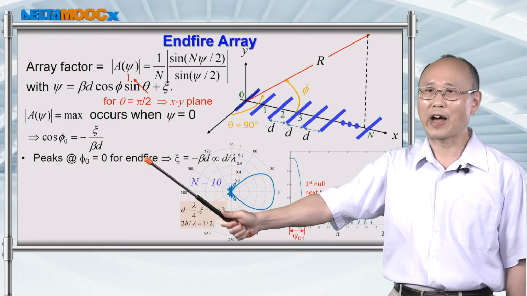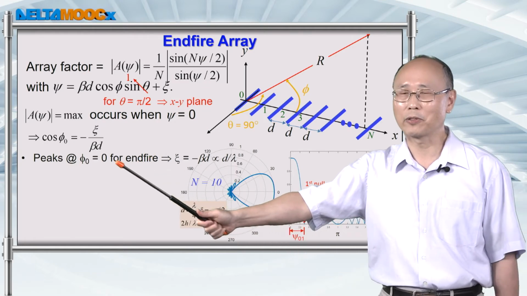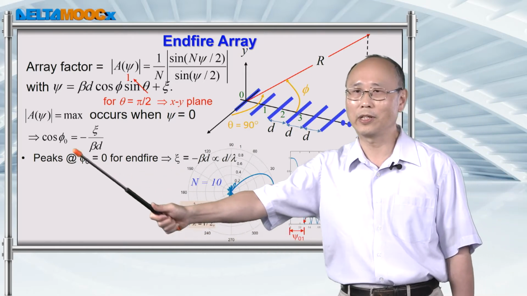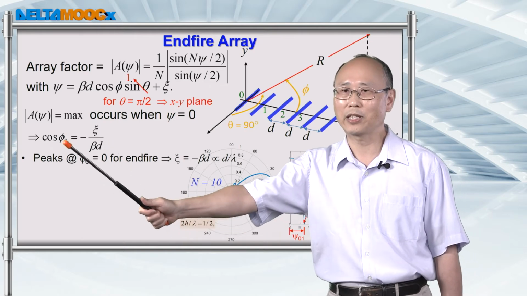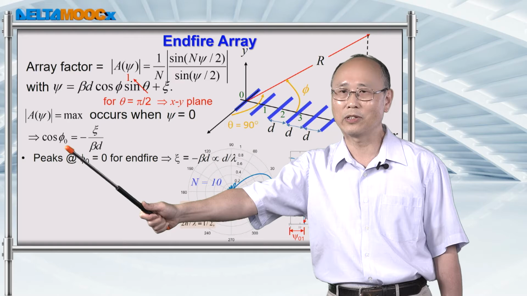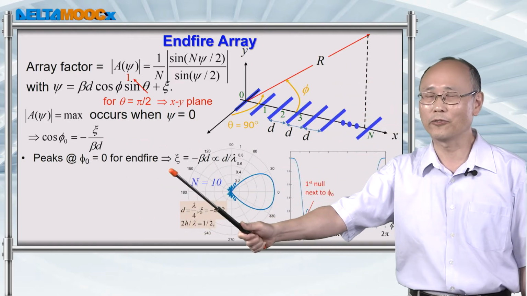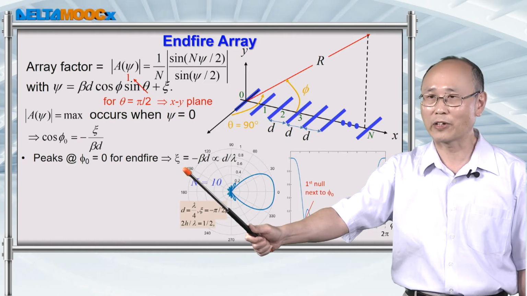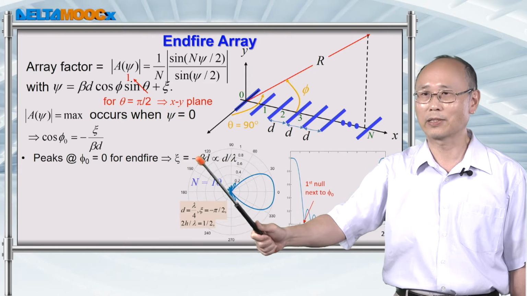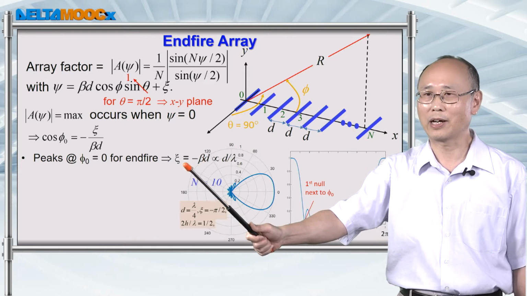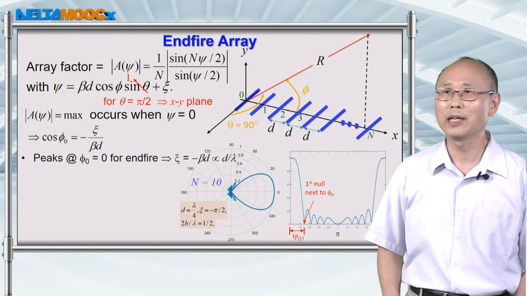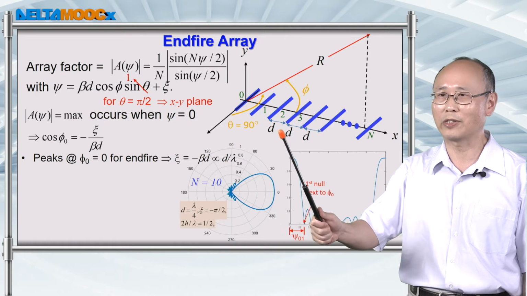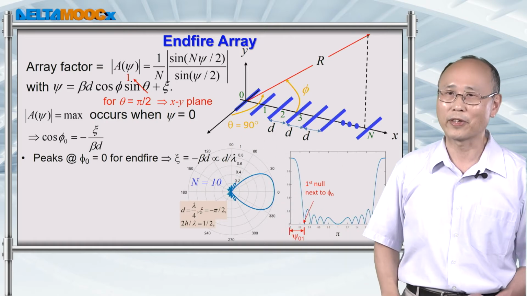Now, for end-fire array, you have the maximum radiation along phi 0 equal to 0 direction. So let's set this condition into this expression. Then this expression is going to give you cosine 0 equal to 1. So you have a condition for this c phase, which is the phase between the driving currents for adjacent antennas. So you have this phase equal to minus beta d, and this beta d is going to be determined from the ratio of the separation of the adjacent antennas to the wavelength.